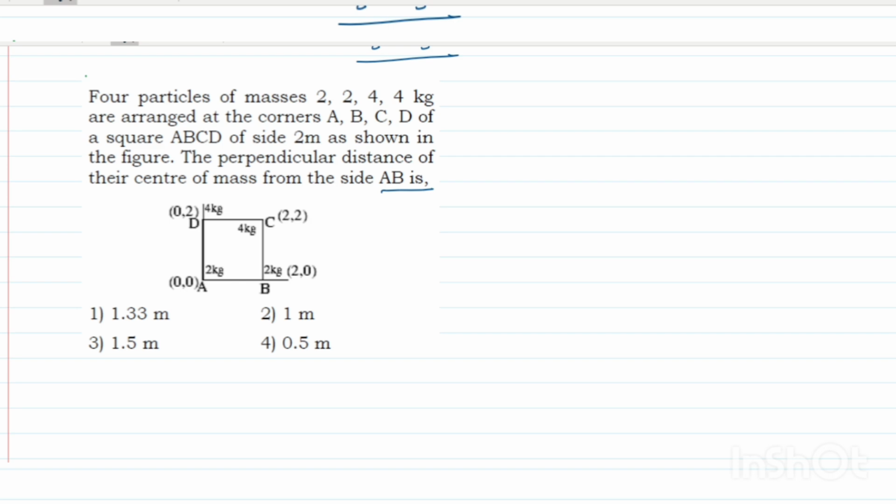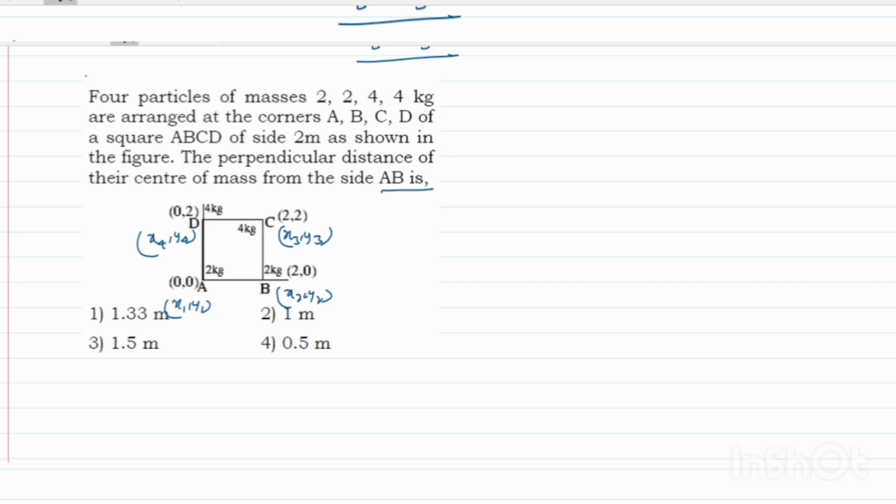First you need to take the coordinates, students. Here it is given as (0, 0), (2, 0), and here (2, 2). Let us take this as x1 y1, here x2 y2, here x3 y3, and here x4 y4.